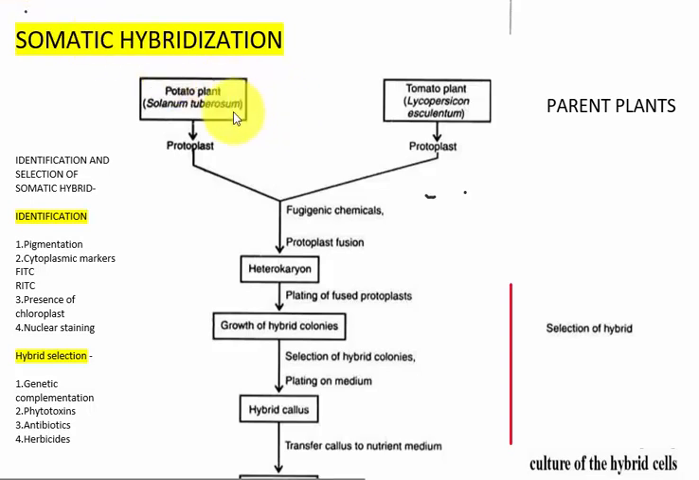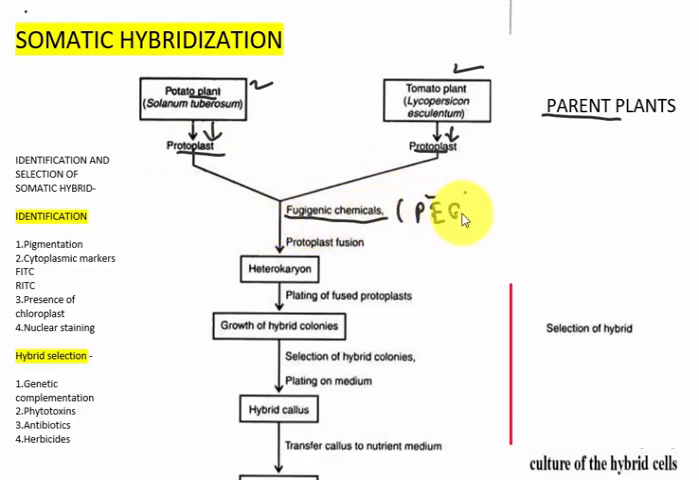First step, as I already told about the isolation, first we have to select the parent plants. In this case, this is the potato plant, Solanum tuberosum, and the tomato plant, Lycopersicum, that are the parent plants. Then you need to isolate the protoplast. After isolation, we need to fuse it with the help of fusogenic chemicals, for example polyethylene glycol, calcium, sodium nitrate, right? We have already discussed all these things.